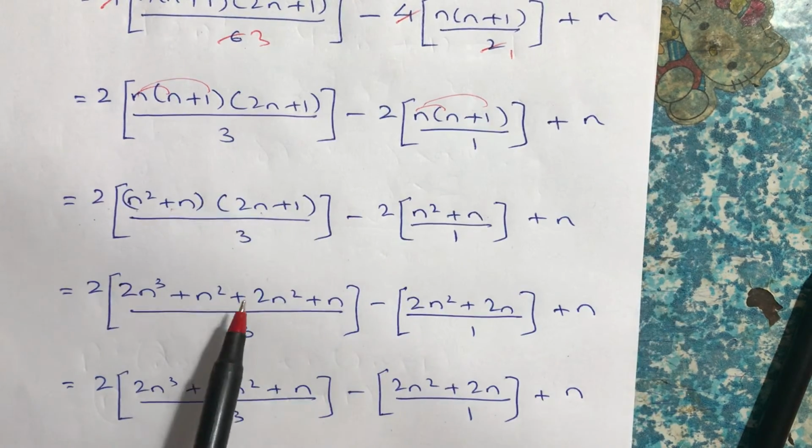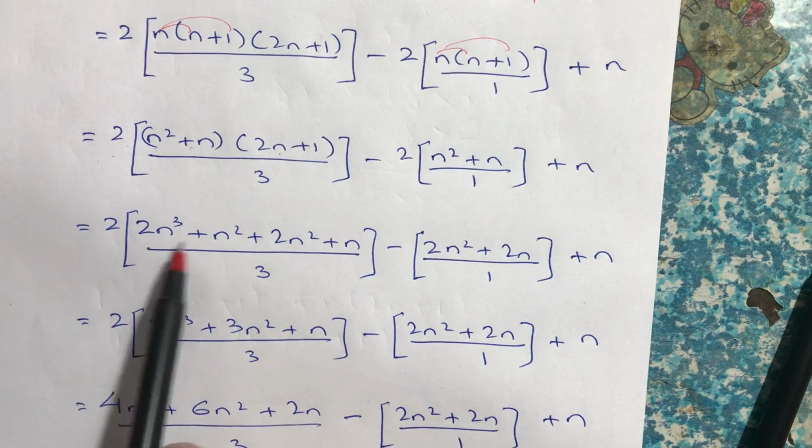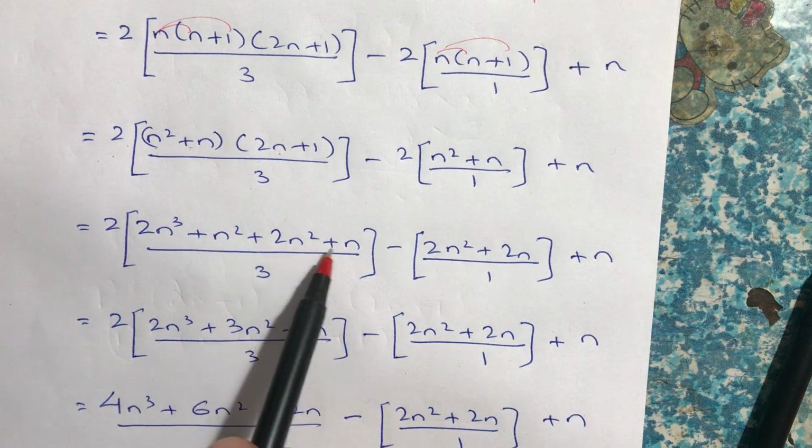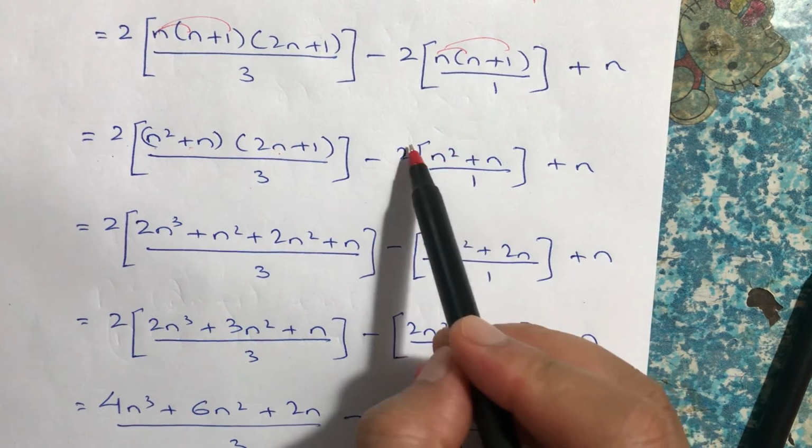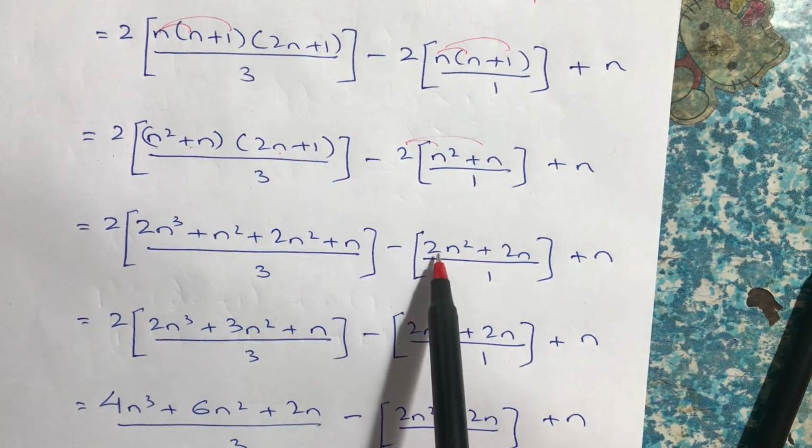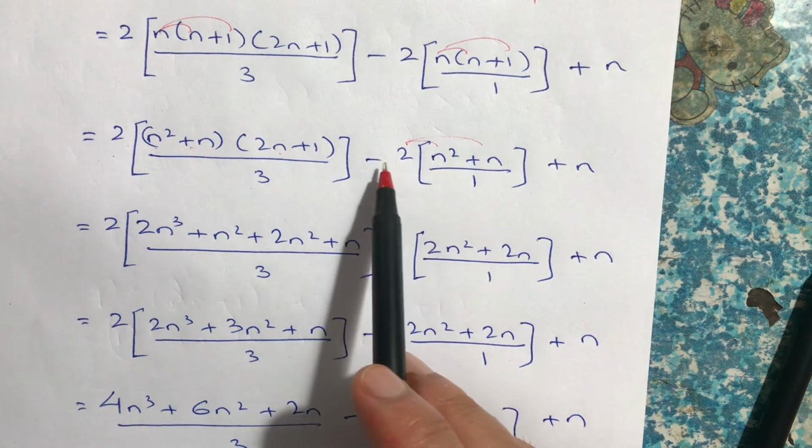You solve it, and then you'll get this much. Okay, so you get 2n cubed plus n squared plus 2n squared plus n, and then this when I again multiply it. Okay, so it's 2n squared plus 2n. So I'm not opening the bracket because there is a minus.